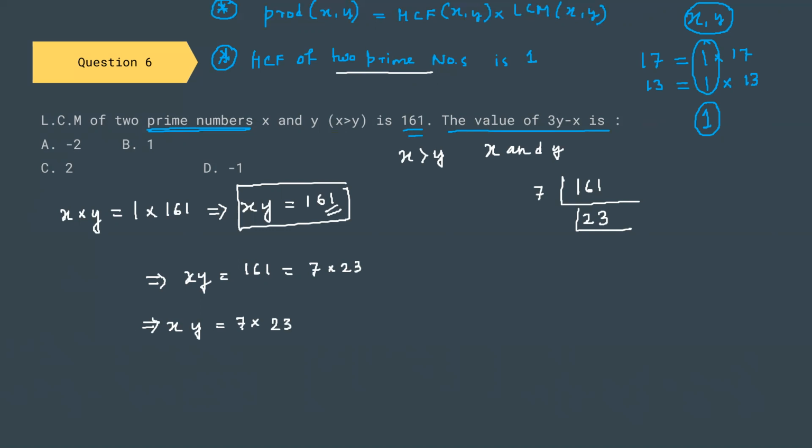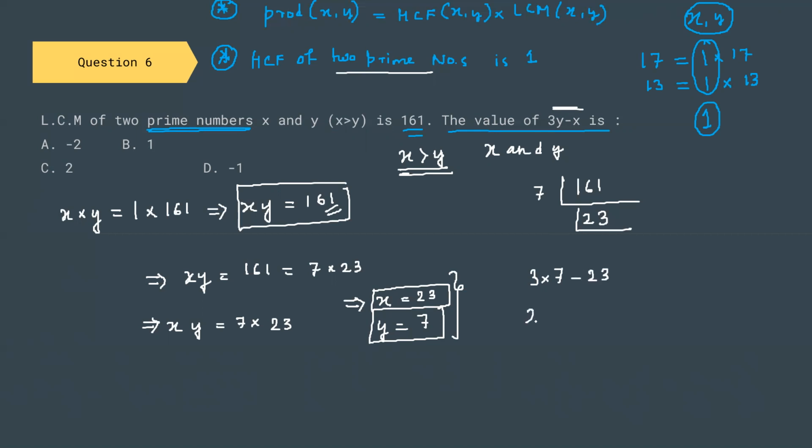23. So from this situation, I can write that the value for x is 23 and the value for y is 7. Why? Because x is greater than y. So from these two values, the greater value will be associated with x and the smaller value with y. So x equals 23 and y equals 7. If we know these two values, we can easily plug them into this equation and get our final result. So 3 into y is 7 minus x is 23.